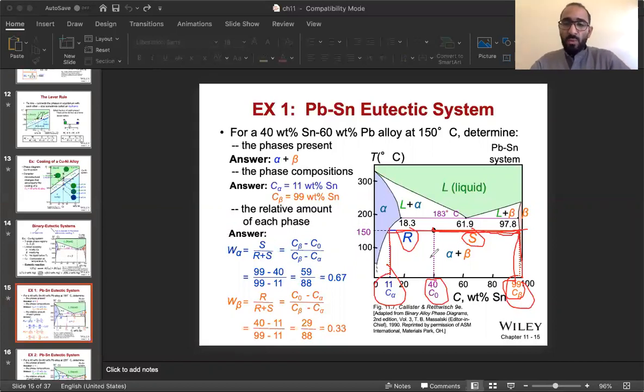So what is the weight fraction of each phase? In order to do that, we're going to use the lever rule again. So R and S, the distance from here to here is R, and from here to here is S. If you want to know the weight fraction of alpha, we're going to take the opposite side, the distance between the composition and the other side, which is S. We're going to say S over the total distance R plus S. Similarly, if you want to know the weight fraction of beta, we're going to take the opposite side, R, so R over the total distance R plus S.